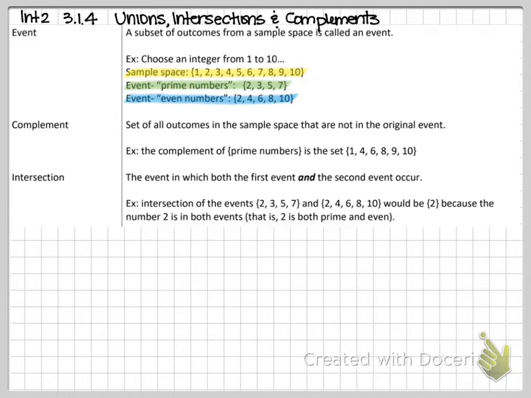Okay, and then an intersection is the event when both the first and the second event occur. A situation kind of like when we were choosing outfits in our warm-up the other day. So we have our intersection of the events: 2, 3, 5, 7, those are our primes, and 2, 4, 6, 8, 10, those were our evens. The only thing that belongs in both of them, so the intersection, is 2. There's something very special about the number 2. So we see that 2 is the only number that occurs in both of the lists, so we would say that it is in the intersection of the two.